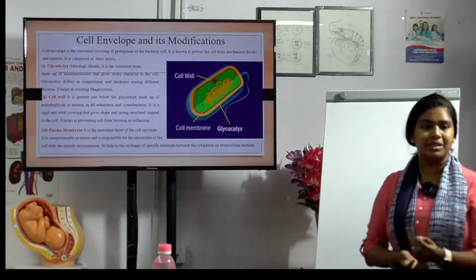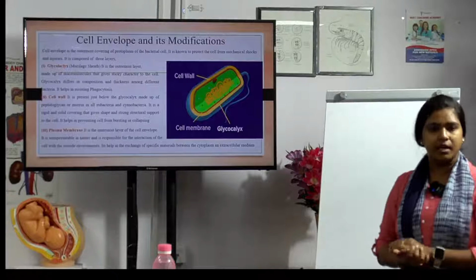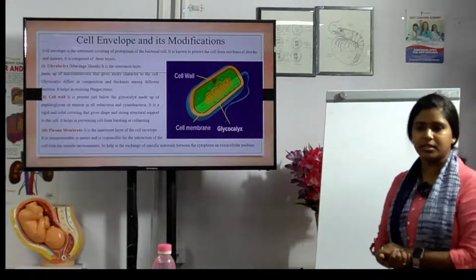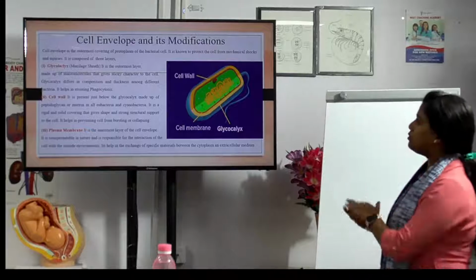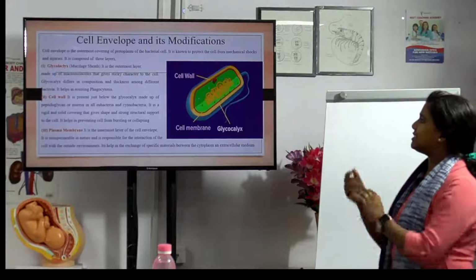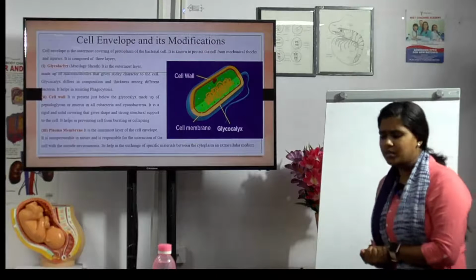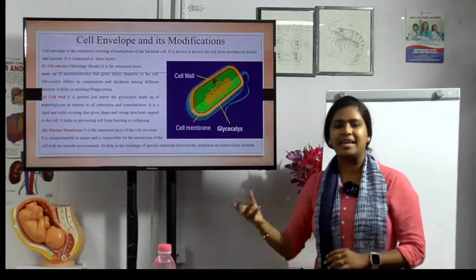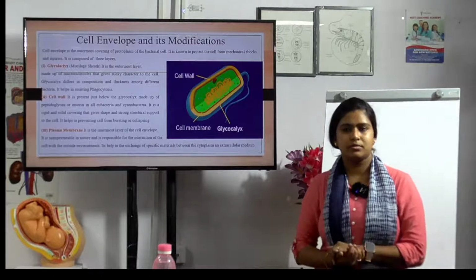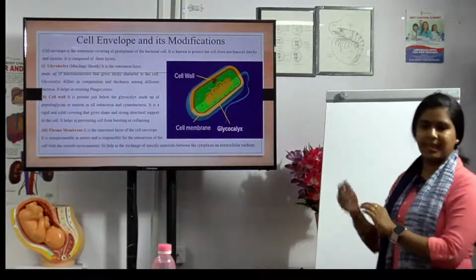What is mucilaginous? Thick, like how mucus is. It is the outermost layer, and its thickness differs among different bacteria, and it helps in resisting phagocytosis. What is phagocytosis? Yes, ingesting and engulfing. Engulfing what? Food. Okay, phagocytes, so it helps in that.